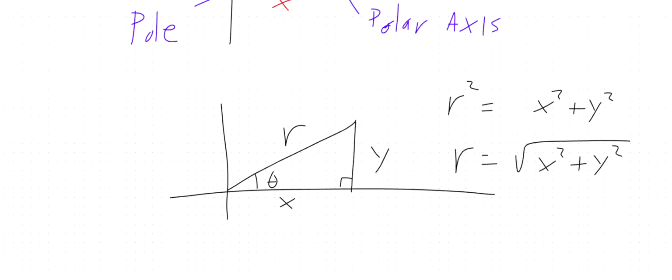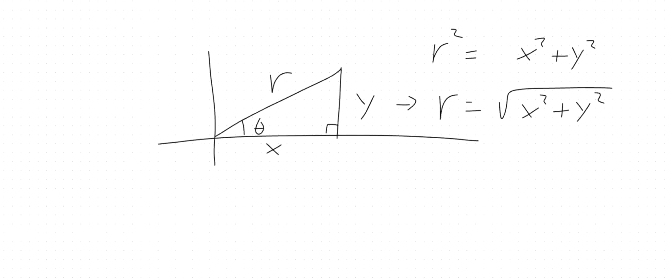Now, r can be negative. We'll address that a little later on. But for the most part, we want our r to be a positive number. So here's one equation that we're going to look at. Now with our theta, y is the opposite, x is the adjacent. So tangent of theta is y over x.